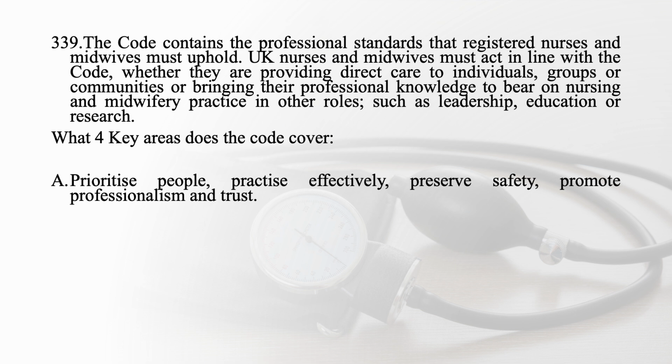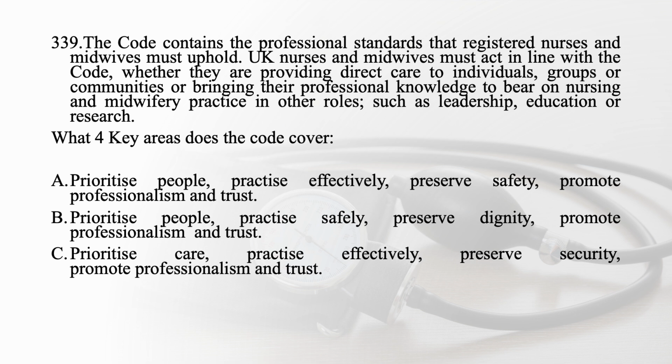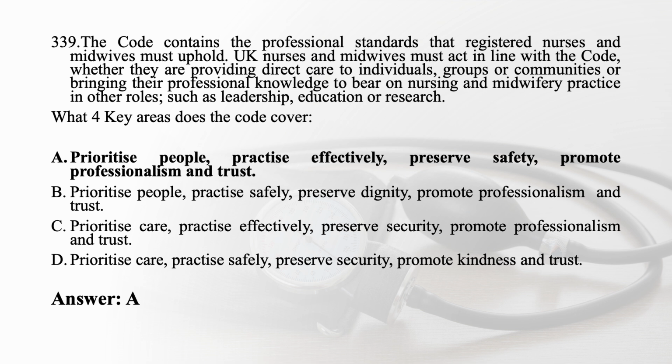Option A: prioritize people, practice effectively, preserve safety, promote professionalism and trust. Option B: prioritize people, practice safely, preserve dignity, promote professionalism and trust. Option C: prioritize care, practice effectively, preserve security, promote professionalism and trust. Option D: prioritize care, practice safely, preserve security, promote kindness and trust. The correct answer is option A: prioritize people, practice effectively, preserve safety, promote professionalism and trust.